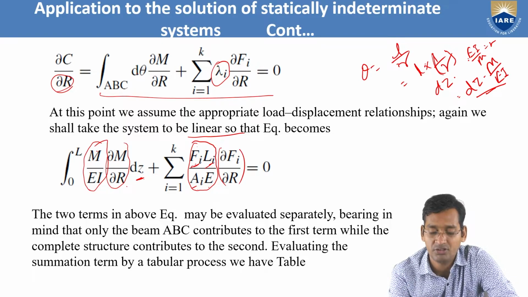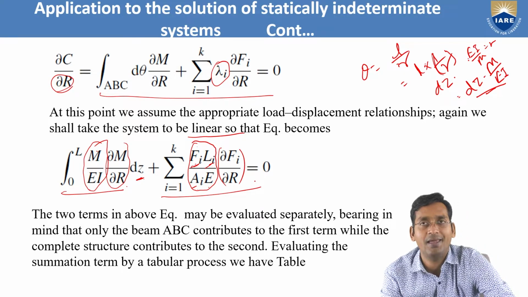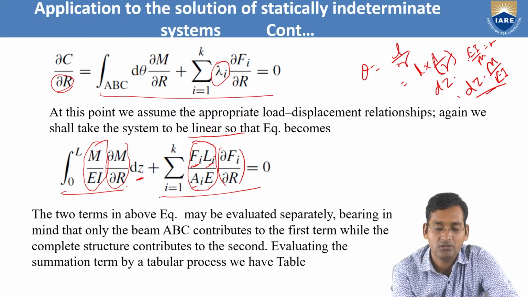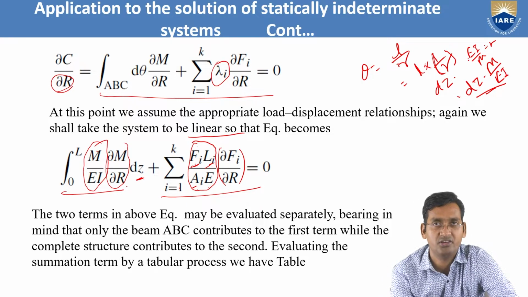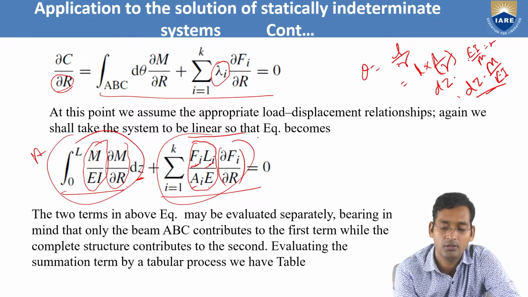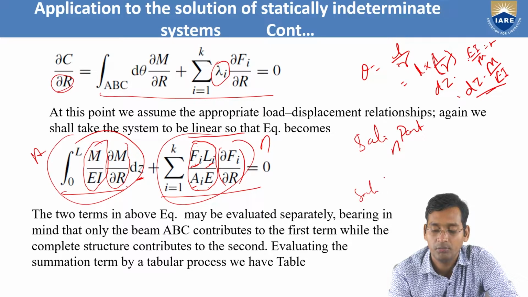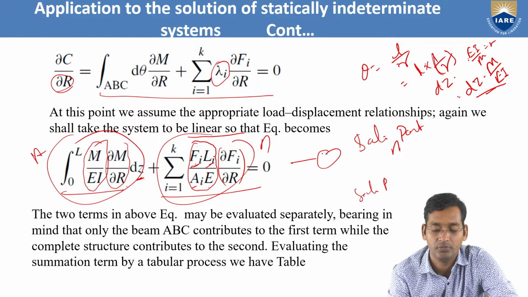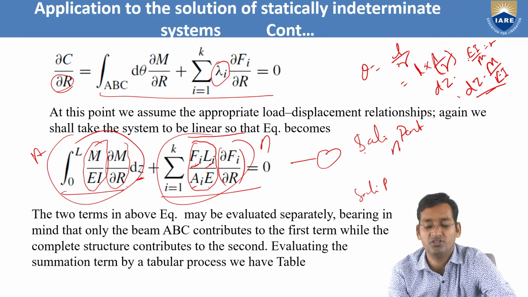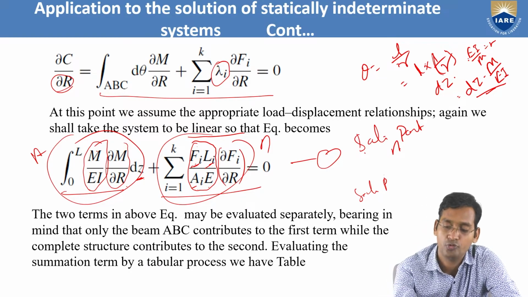So now the two terms in the above equation may be evaluated separately. You can evaluate this separately and later add and equate to 0, or else you can solve this simultaneously, but simultaneously it becomes bigger. So better to just mention them as part A and part B. Solve part A, and after finishing that, solve part B, give some equation name to each, and then substitute in this equation equal to 0. So let's see how to find this one.